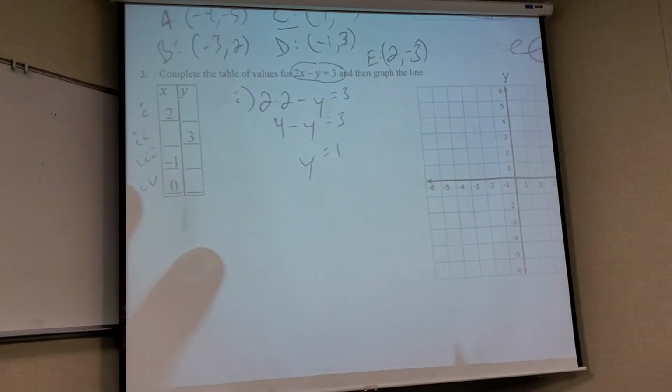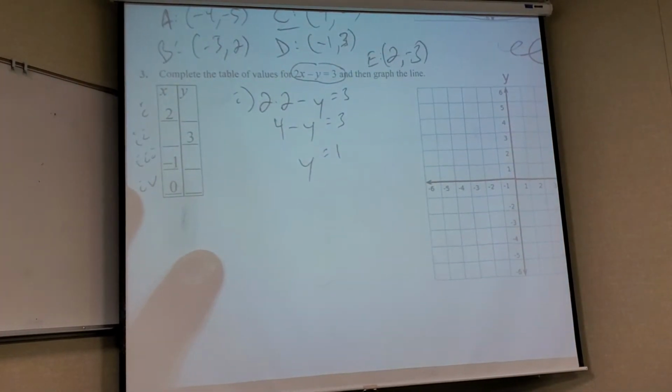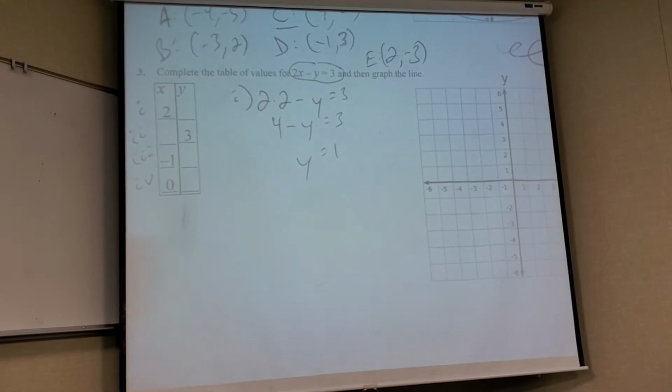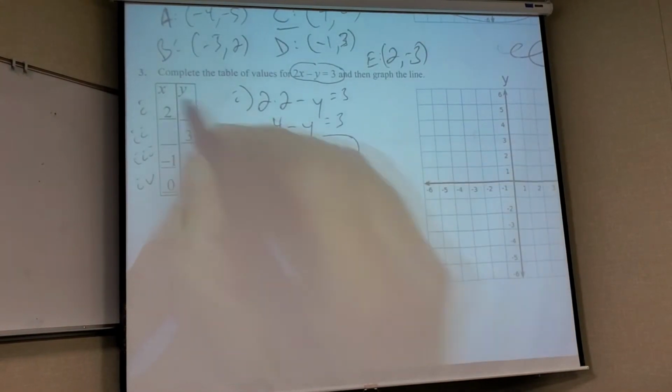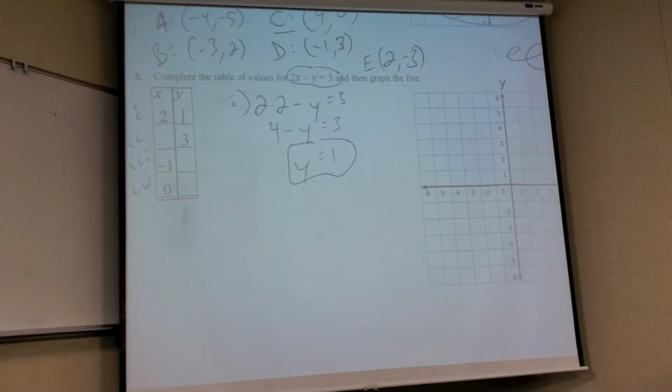If you subtract 4, then you have to divide by -1. That's really easy to make negative mistakes. But right there, if you just take a step back and realize y is 1, that's the only thing that works. Don't try that too often, and don't try that way at the beginning of a problem. Okay, so that goes right here. So this line is going to go through the point 2, 1.